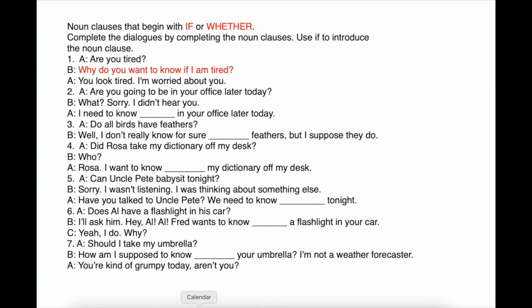Here we have an exercise again, noun clauses using if or whether. We complete the dialogues by completing noun clauses. And number 1 is done. Are you tired? Direct question. Why do you want to know if I am tired or whether I am tired? Now read the sentences and then complete the sentences using noun clauses with if or whether.